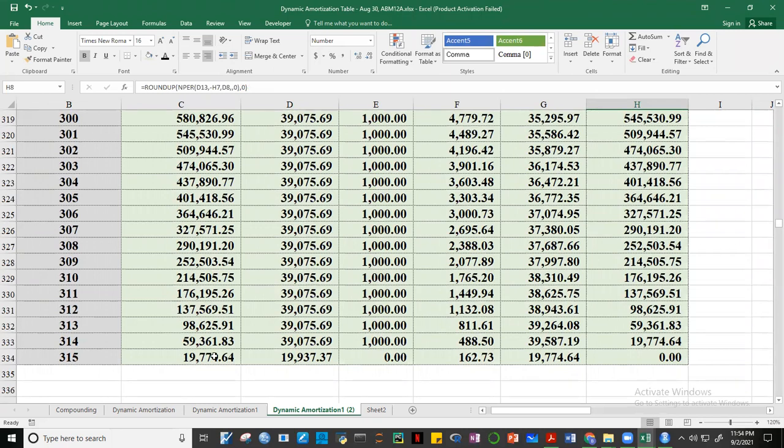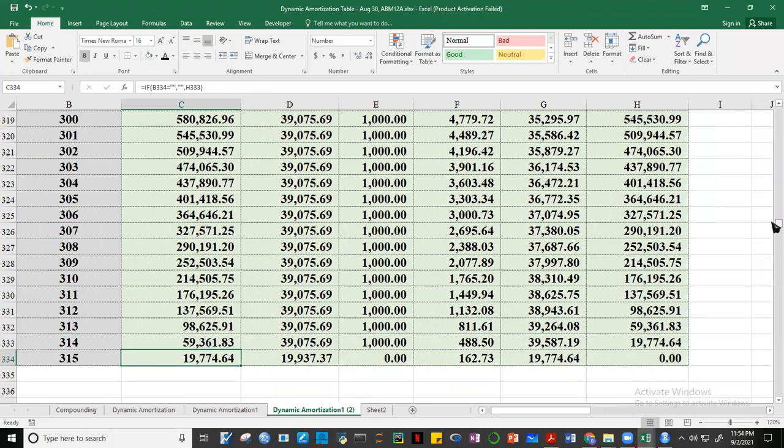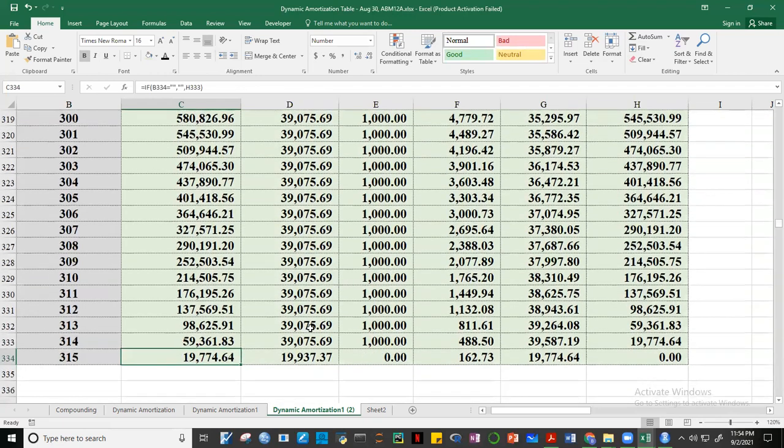And then notice that the balance at month 315 is only 19,774. So that's way below, less than 39,000, which is the monthly amortization. So you notice that we're not paying 39,075 a year. The original model that we had was just to copy 39,075, which is not correct because we will have excess payment. So also no more extra payment.